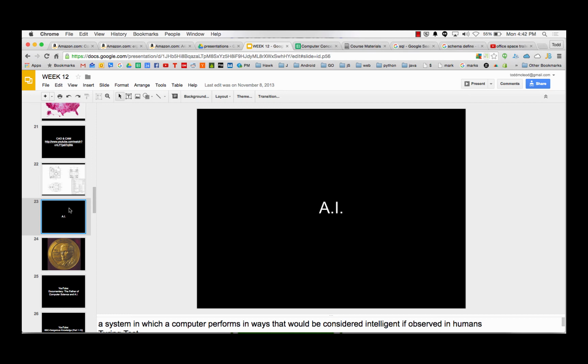How would you measure that? How do you measure whether or not something's intelligent? How old the computer is? Cool. So artificial intelligence, that's great. Artificial intelligence is the field of making computers like humans. It's kind of what it is.